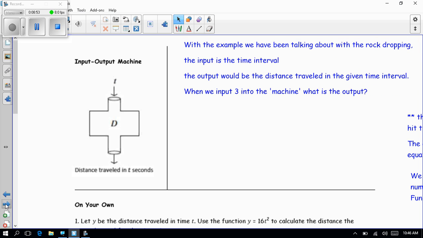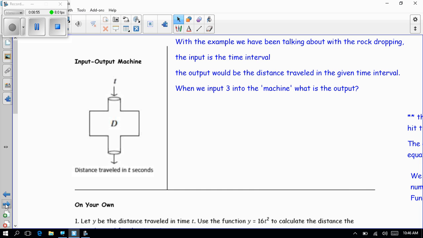So with the example we've been talking about with the rock dropping, the input would be the time interval, and it's being shown here as a t. I really like keeping my input as x's, but I guess Eureka doesn't agree with me on that one. But t can represent the time, that's fine, or it's x if you're thinking about the linear equations. The output would be the distance traveled in the given time period, or your y.